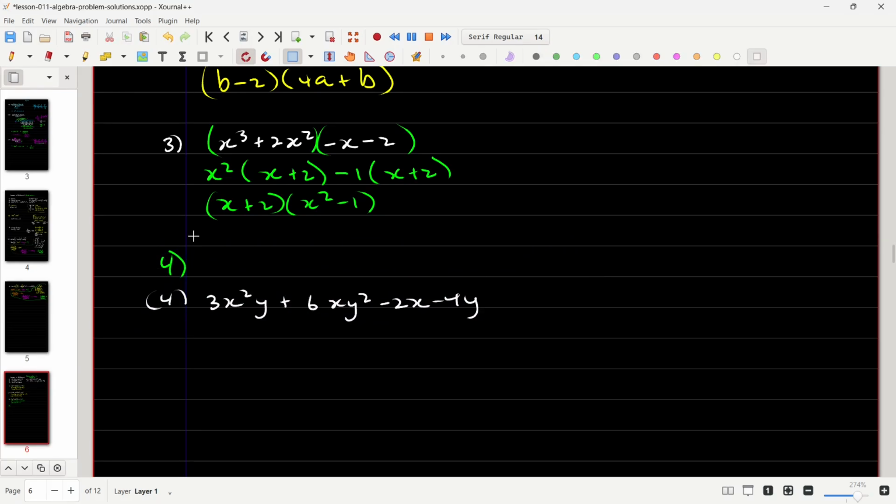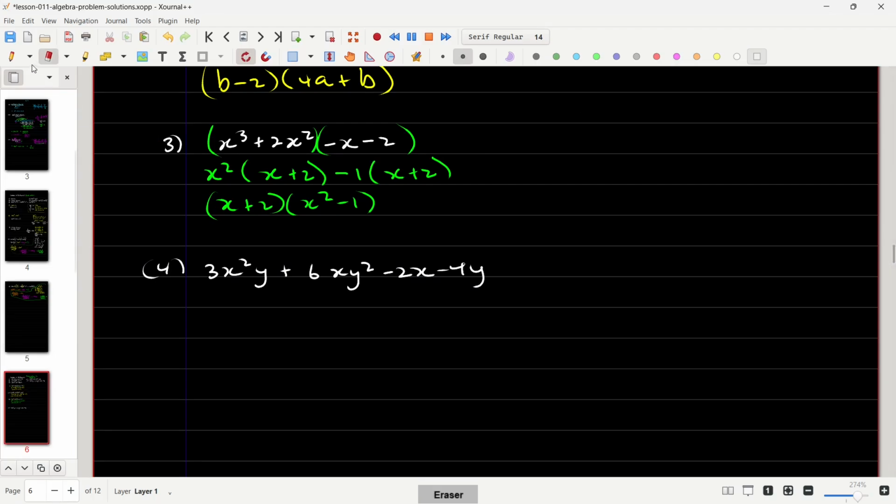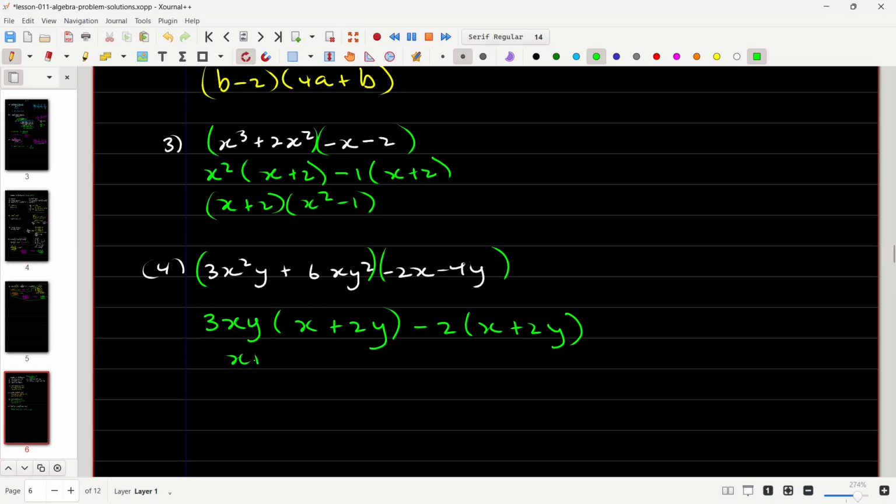Let me just erase this and move this. Right, let's factorize by grouping again. So I have this with this, this with this. I'm going to have 3xy into x plus 2y. And then I'm going to have minus 2 into x plus 2y. And then I'm going to have x plus 2y into 3xy minus 2.